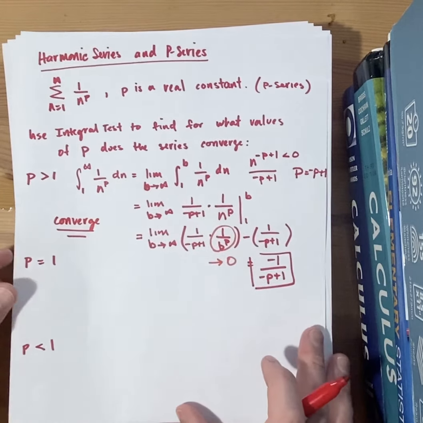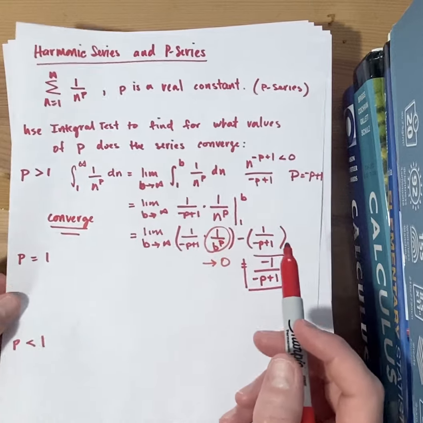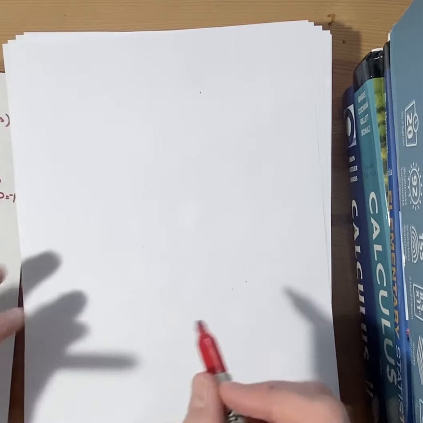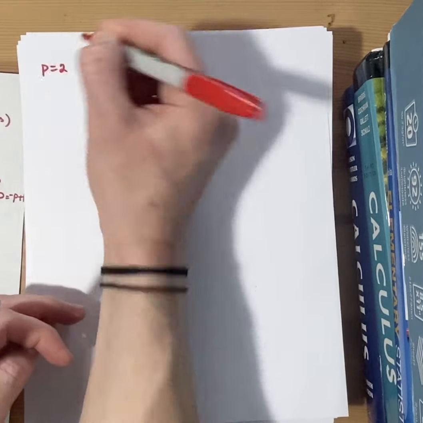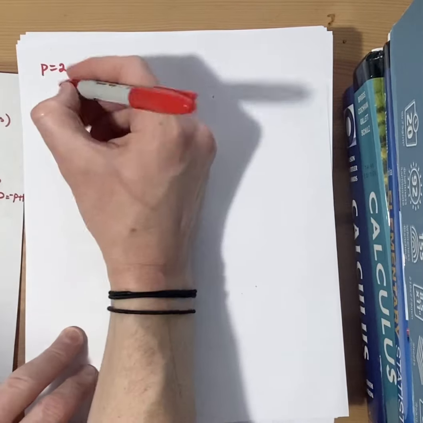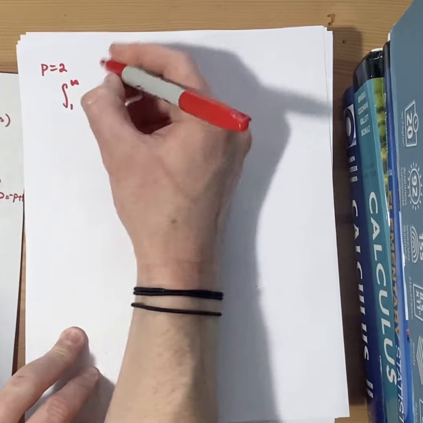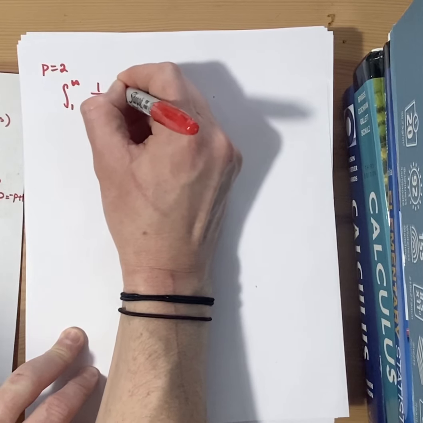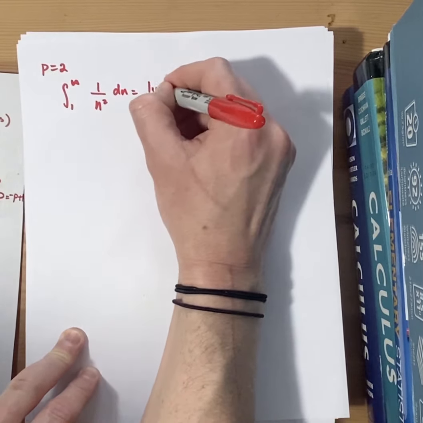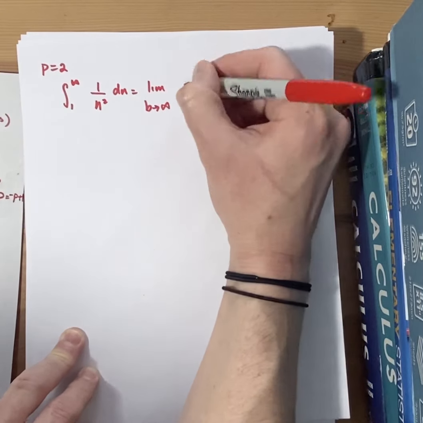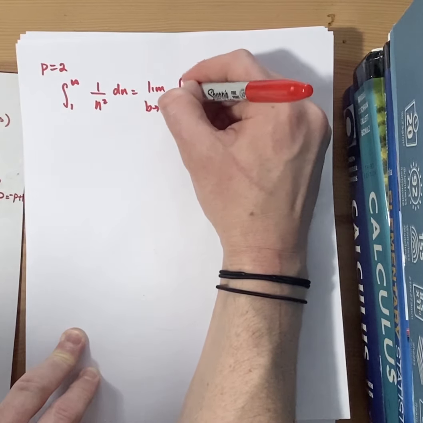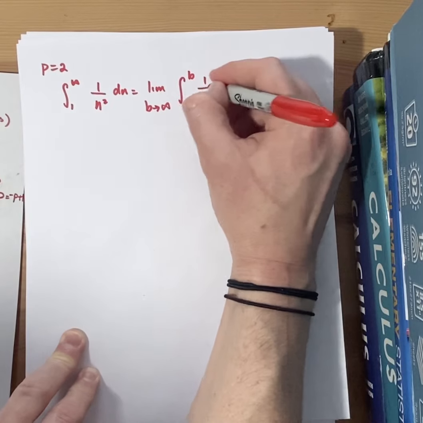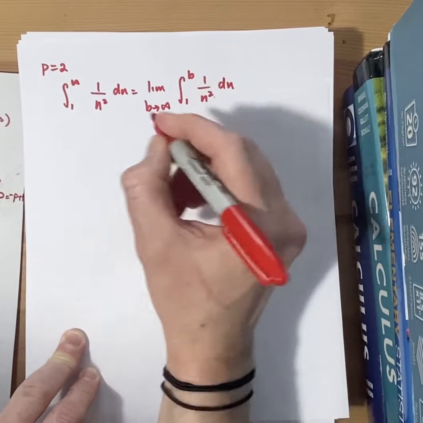Let me show you an example that maybe doesn't have the p in it. So let's make p equal to 2. 2 is greater than 1, right? So we'll have 1 to infinity, 1 over n squared this time, dn, right? So we're doing the limit as b goes to infinity, 1 to b, and then our function dn.